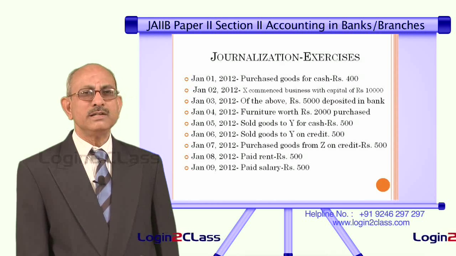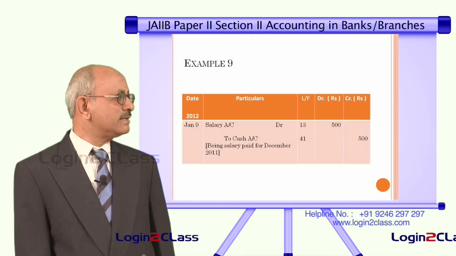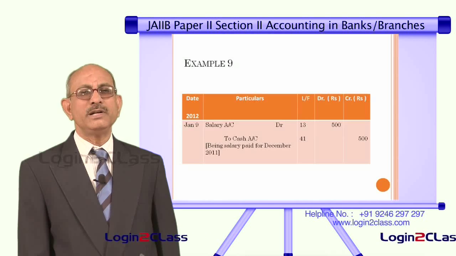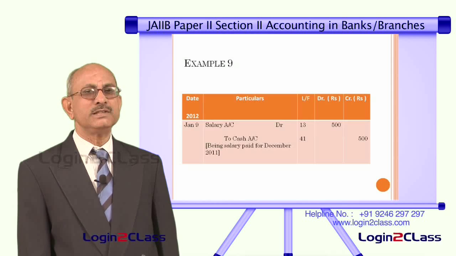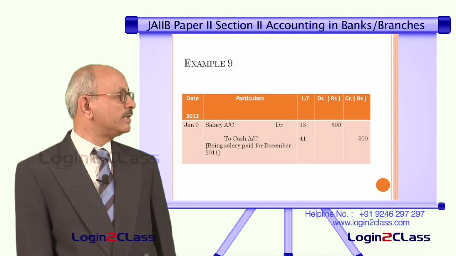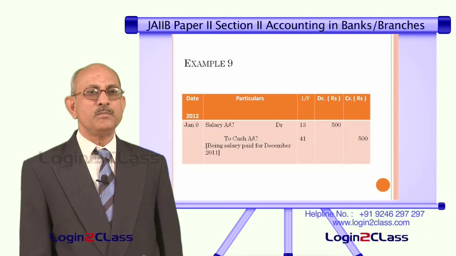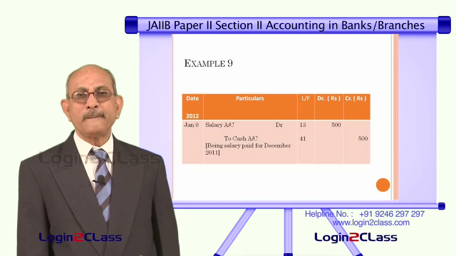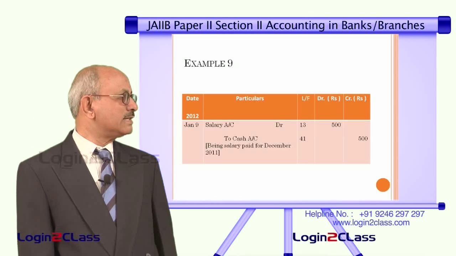So you have to debit salary account and credit cash account. So this is recorded as: salary account debit 500 rupees and cash account credit 500 rupees. This is how journalization has to be done. So in order to ensure that you remember the rules meant for each class of accounts, you have to practice with certain examples.